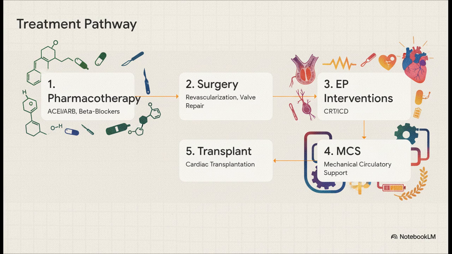And this really illustrates the typical journey our patients take. It almost always begins with foundational medical management, the ACE inhibitors, the beta blockers, all aimed at slowing down the disease. But when that's not enough, we escalate. We start looking at surgical interventions for structural problems, maybe a CABG for ischemia or a mitral valve repair. Then we look at the electrical side. Does the patient need a CRT for synchrony or an ICD for sudden death protection? As the disease continues to advance, we climb higher up the ladder to mechanical circulatory support. And then, for a very select group, the final definitive treatment, a heart transplant.